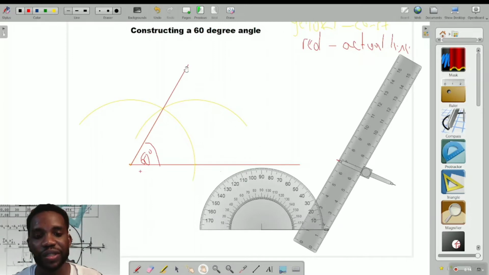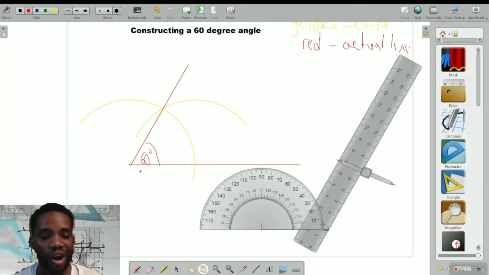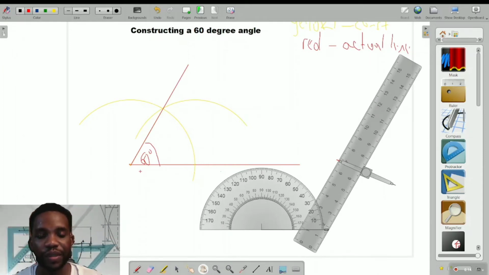Because once I'm doing a 30 degree, I don't actually need this bright line here. That would give me a 60. I would be bisecting this angle, and all angles are bisected the same way. By the word bisect, we mean we cut it in two. So that's how we get a 30 degree, by bisecting a 60 degree.